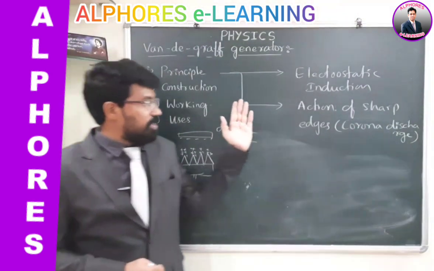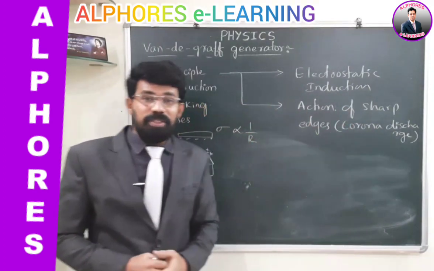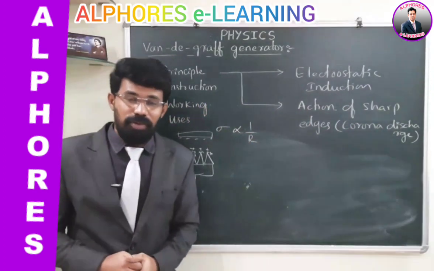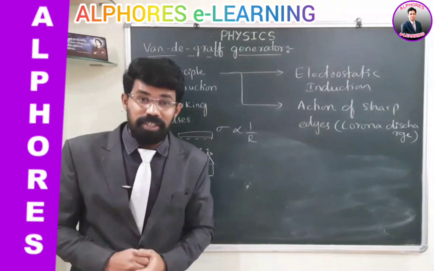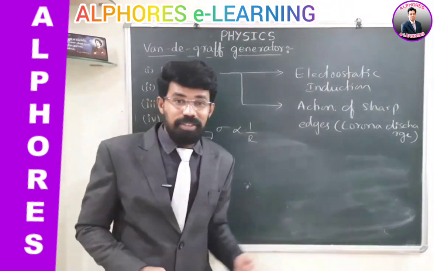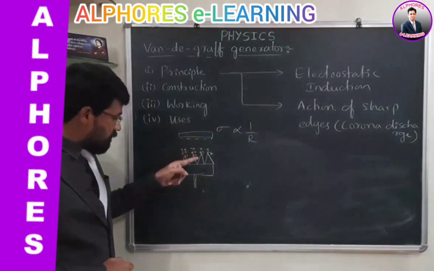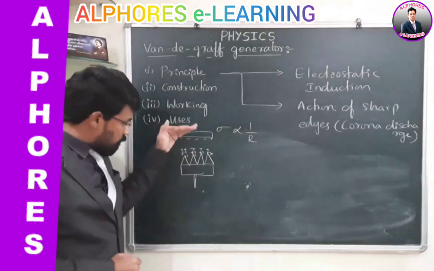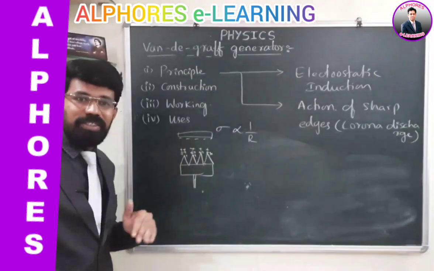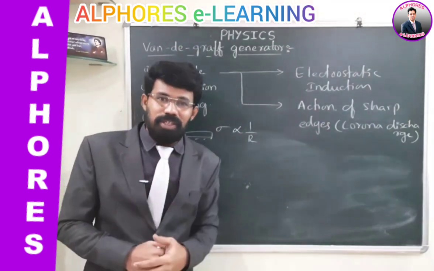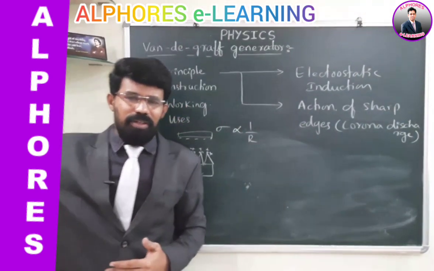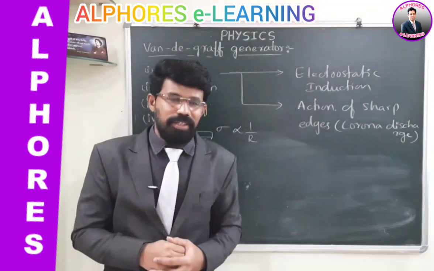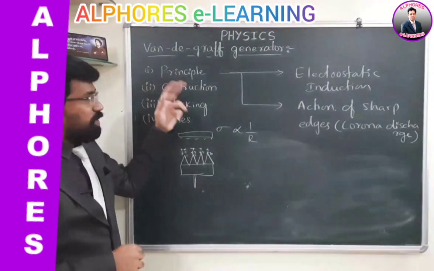So that's how the action of sharp edges is going to play a crucial role in how a Van de Graaff generator works. And whatever this corona discharge is, here whatever these electrons are traveling from this object to these sharp edges, such a kind of transfer of charge is nothing but corona discharge. That's what we see during lightning. Okay, so this is about the principle.